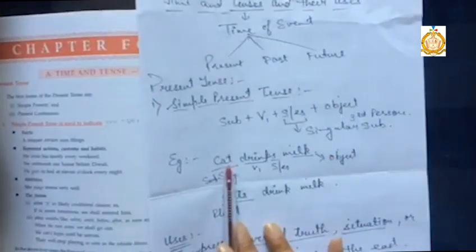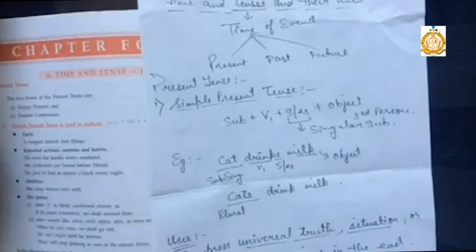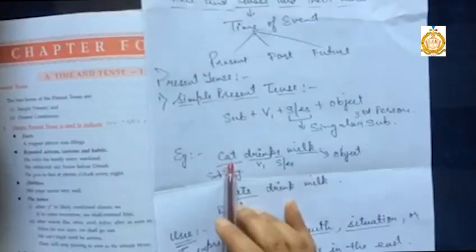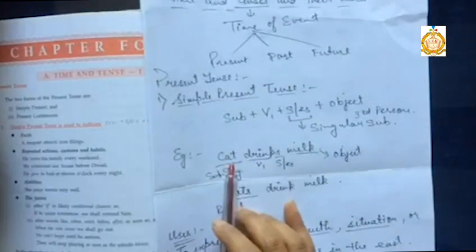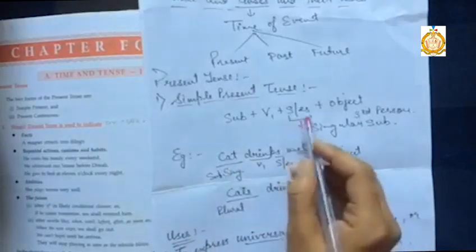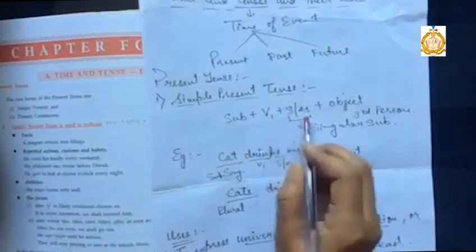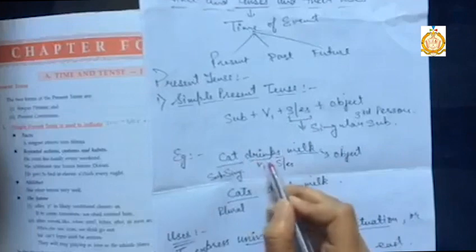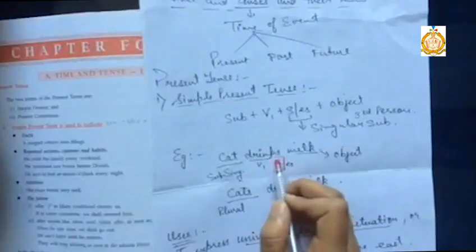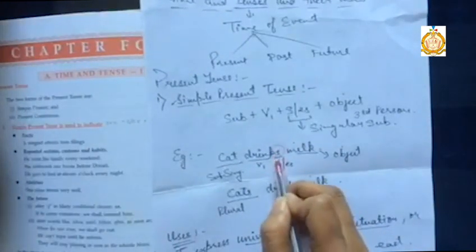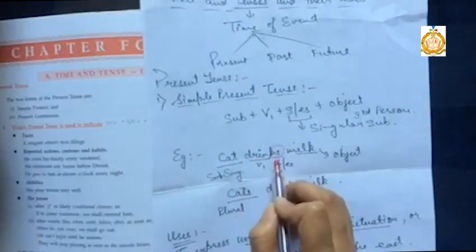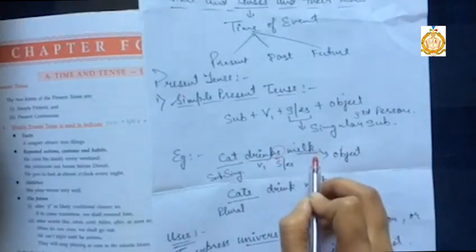Consider the example, cat drinks milk. Here which is your subject? Cat. Cat is the subject, it is a singular subject. So according to the rule, we will apply s or es with the verb. The verb was drink, and so it will be drinks as we have applied. Cat drinks milk. Milk is our object.